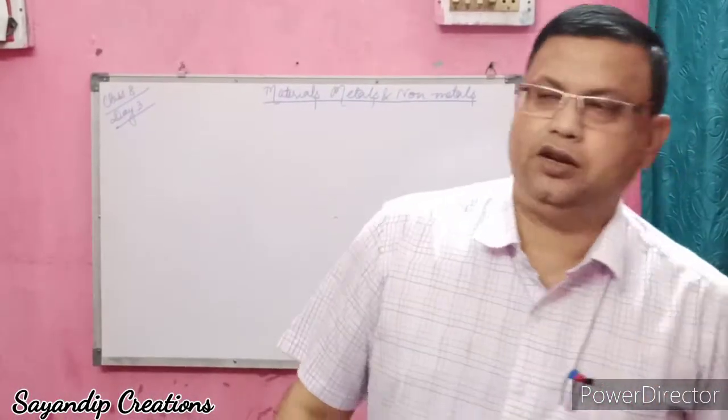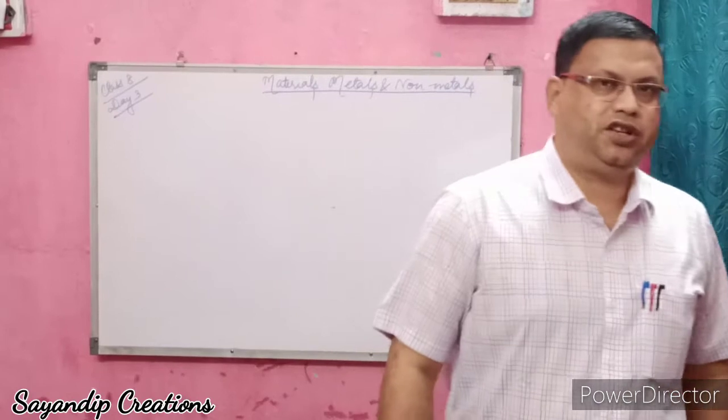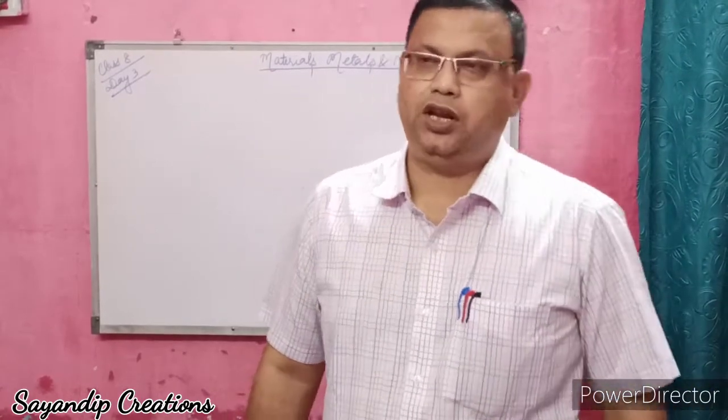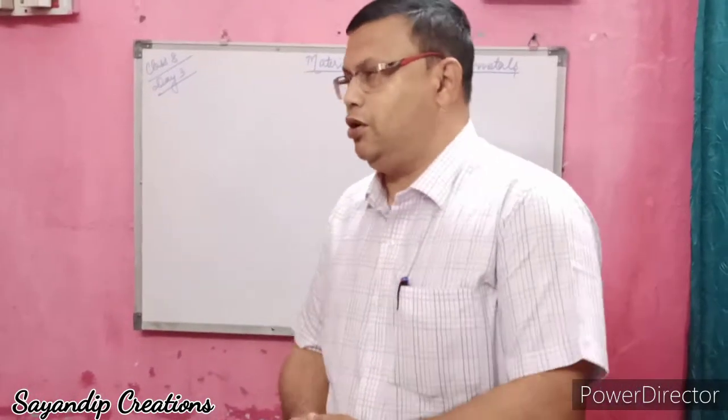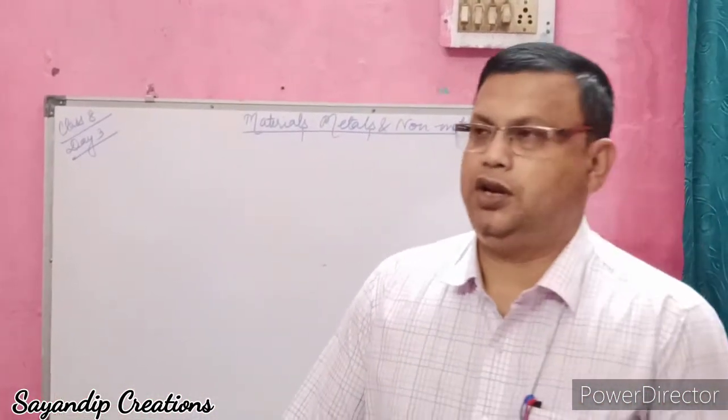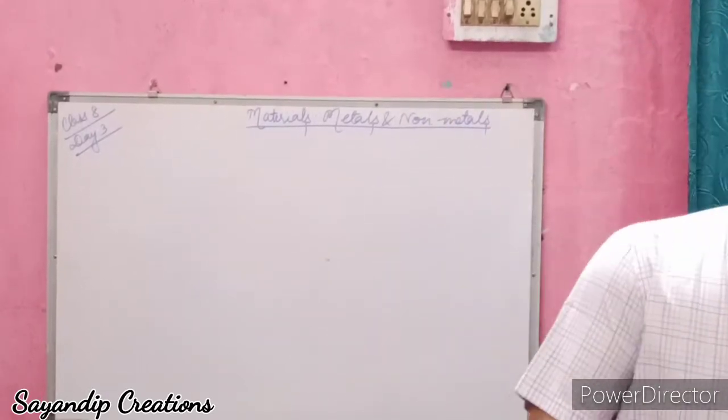In general, metals are good conductors of heat and electricity. They are hard, malleable, ductile, and generally solids, except for sodium and potassium, which are soft and have a low density. They are sonorous also. On the other hand, non-metals are non-malleable, non-ductile. They do not conduct electricity except for graphite, which is a good conductor of electricity.